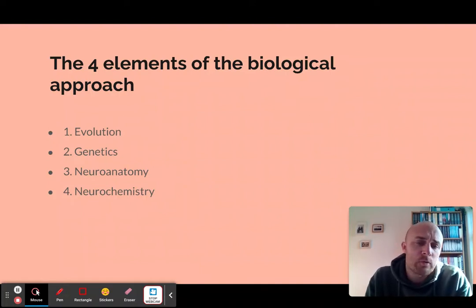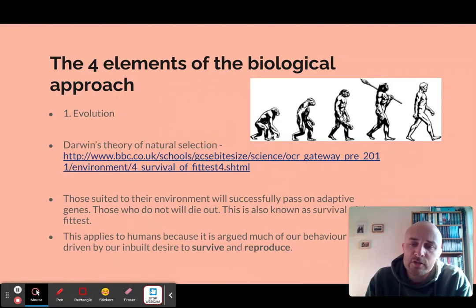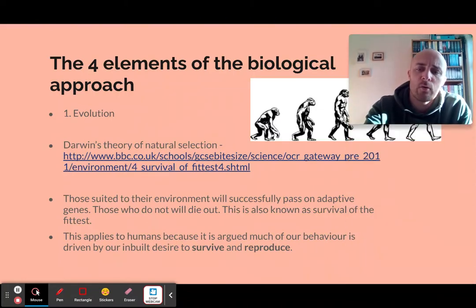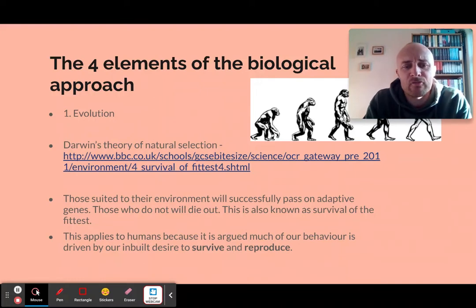And then what I'm going to do afterwards is just do a quick check to make sure we've got everything in the workbook as well, so that can be easily filled out. But let's make a start with evolution. You do need to know what is meant by evolution. So you do need to know natural selection here.